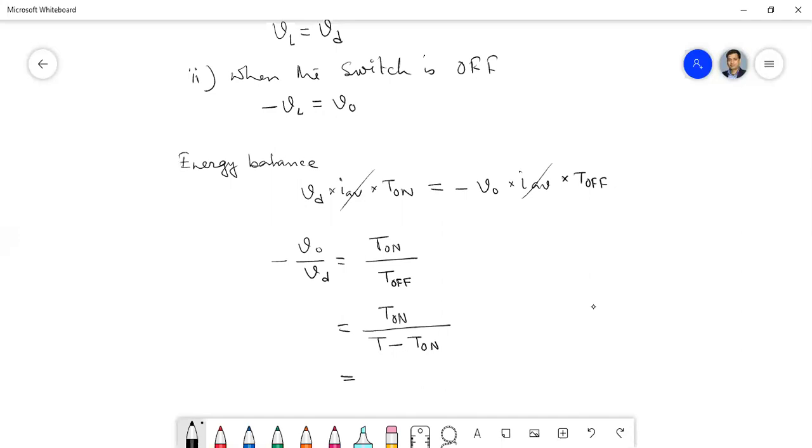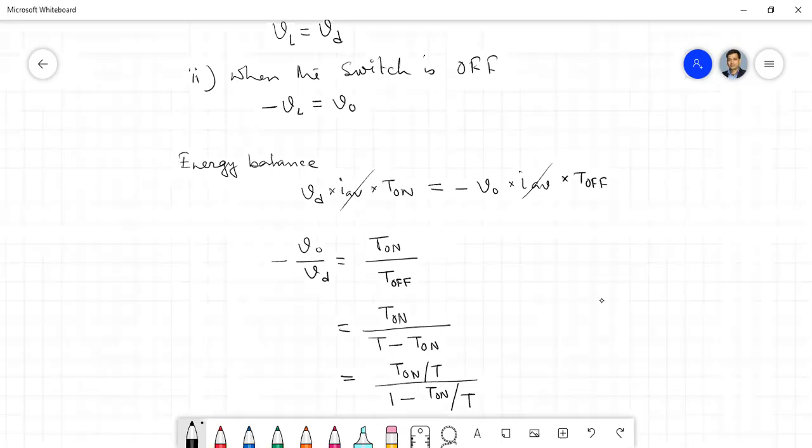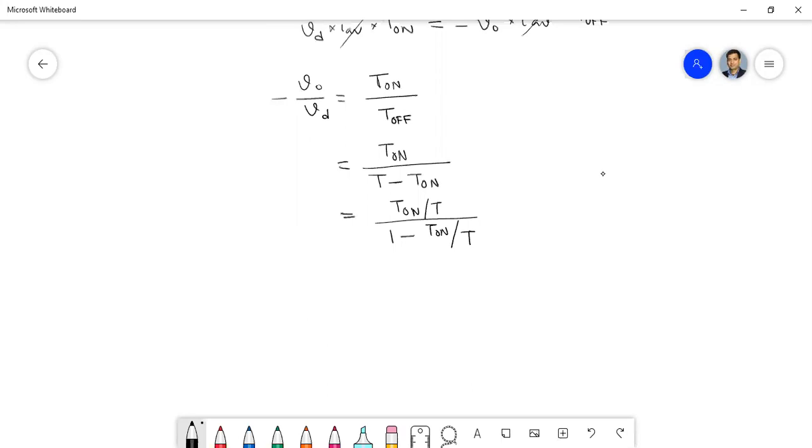And if we now divide the numerator and denominator both by T, like the previous boost converter, so we'll get T on by T on by T. Okay, so what it means? It means D divided by 1 minus D. Yeah. The negative sign tells us the change in output voltage polarity. Okay.